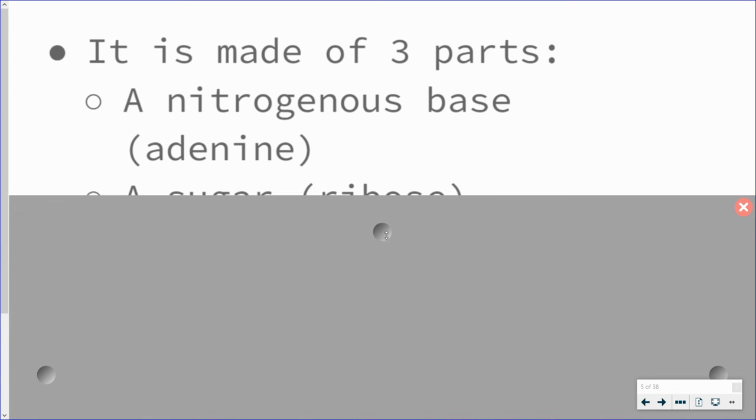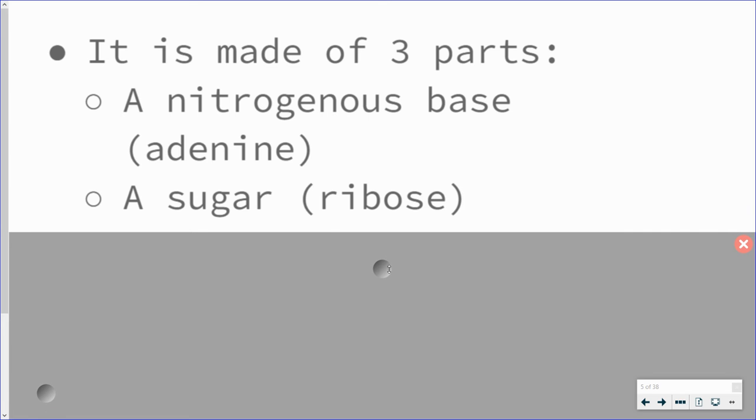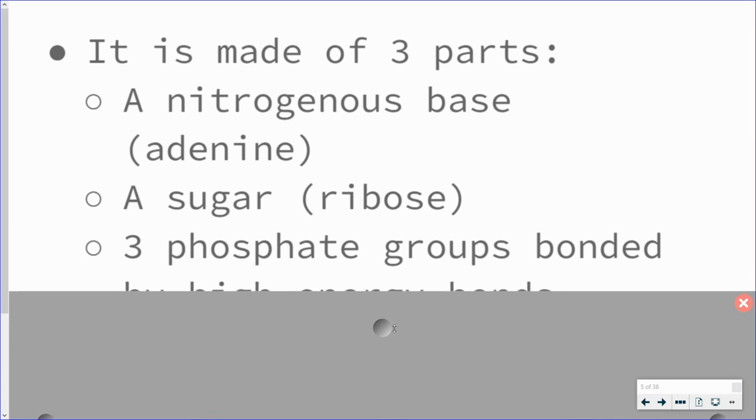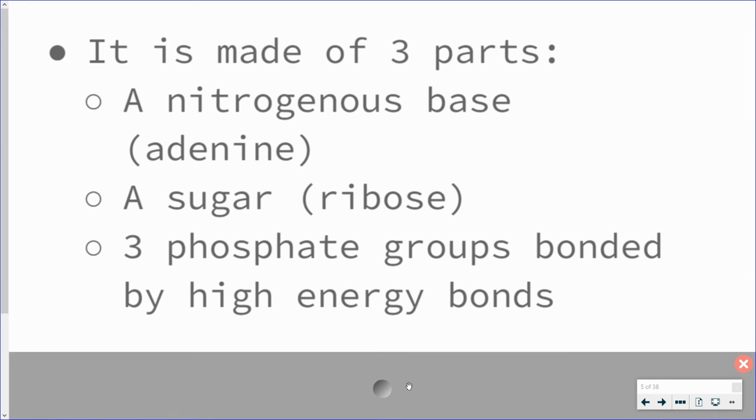The nitrogenous base is attached to a 5-carbon sugar called ribose. And then connected to the other side of that ribose is a phosphate group. The difference between ATP and a nucleotide is the number of phosphate groups. In the nucleotide, there was only 1 phosphate group. In ATP, there's 3. Triphosphate. There are 3 phosphate groups in an ATP molecule.